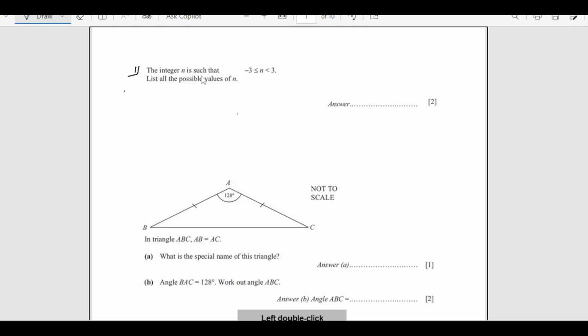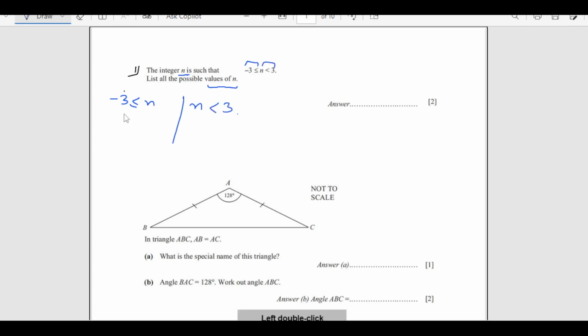So let's start. The first question that we have here: the integer n is such that -3 is less than or equal to -n, which is less than 3. List all the possible values of n. Whenever you see an inequality, that means there is no one particular value, so there will be a set of values. We can split it into two parts. One is -3 less than or equal to n, and the next one is n is less than 3.